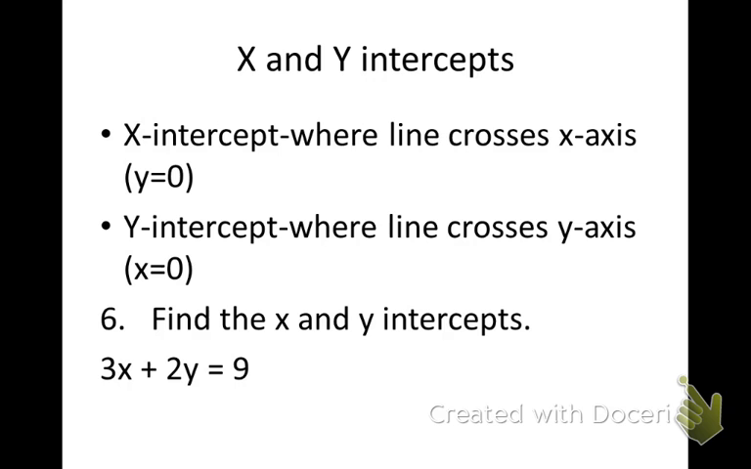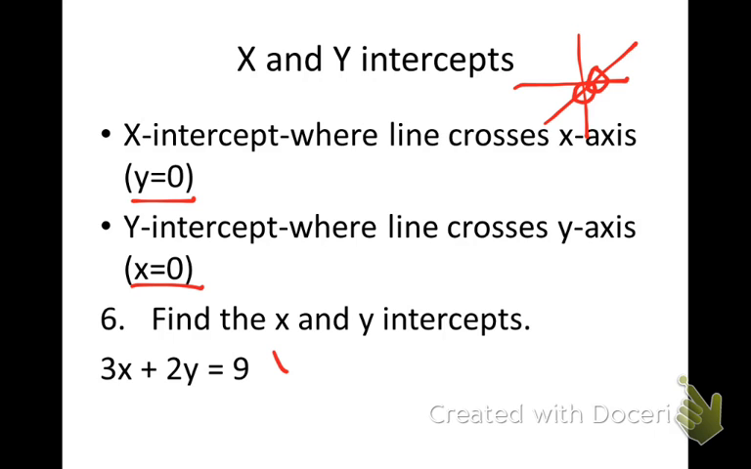X and Y intercepts. Well, if we think about what that word means, we have a line here. The x-intercept is where the line crosses the x-axis, so it would be that point right there. The y-intercept is where it crosses the y-axis. Well, when it crosses the x-axis, what do we know about the y-coordinate? We know that the y will always be equal to 0. And in the reverse, when it crosses the y-axis, the x-coordinate will be 0.